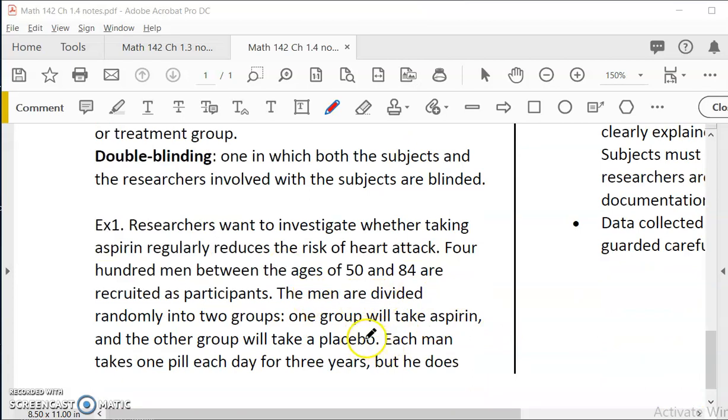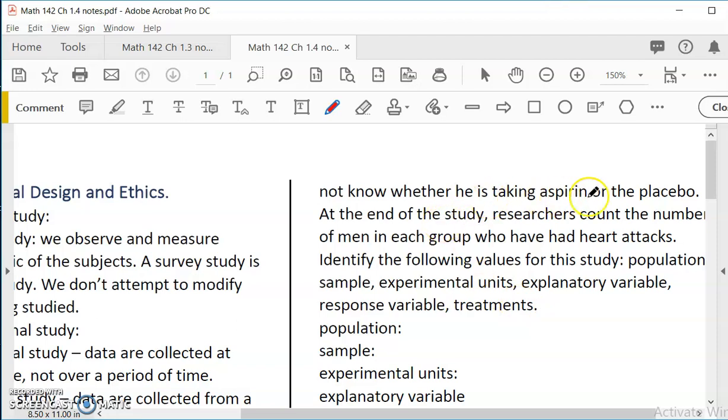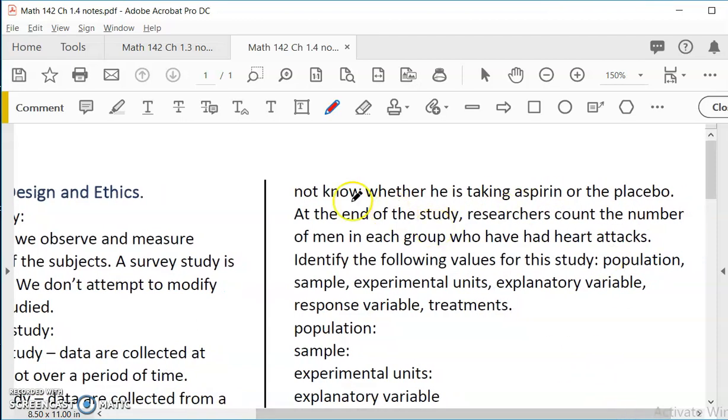So let's do an example. A researcher wants to investigate whether taking aspirin regularly reduces the risk of heart attack. 400 men between the ages of 50 and 84 are recruited as participants. The men are divided randomly into two groups. Because they are randomly divided, they are using a completely randomized design. One group will take aspirin and the other group will take a placebo. Each man takes one pill each day for 3 years, but he does not know whether he's taking aspirin or placebo. So from the description, you can see that they are doing blinding.